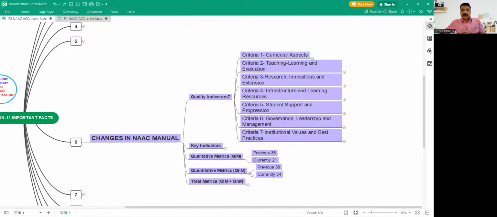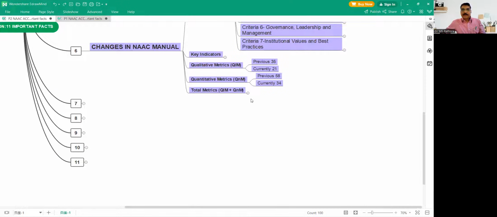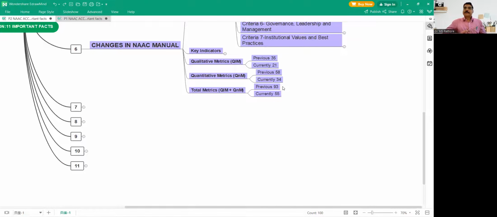And for the quantitative matrices, previously there were 58 questions or matrices in which we have to give the data objectively in Excel formats, and right now they have been reduced to 34. And the total matrices, previously there were 93, and right now there are only 55. So there has been a drastic change in the manuals of the affiliated institutes for the NAAC accreditation. Now let's understand why this has been made.